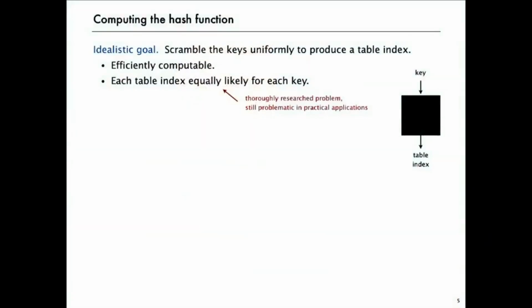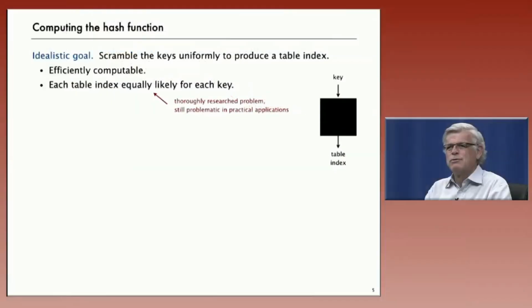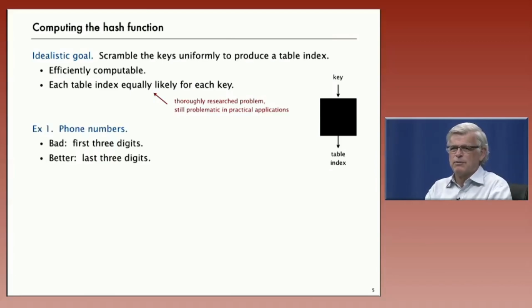Now we'll look at the implementation of hash functions. So idealistically, what we'd like is to be able to take any key and uniformly scramble it to produce a table index. We have two requirements. One is that we have to be able to compute the thing efficiently in a reasonable amount of time. And the other is that it should be the case that every table index is equally likely for each key. Now, mathematicians and computer scientists have researched this problem in a lot of detail, and there's quite a bit known about it. But in practice, this is something that we still have to worry about somewhat.